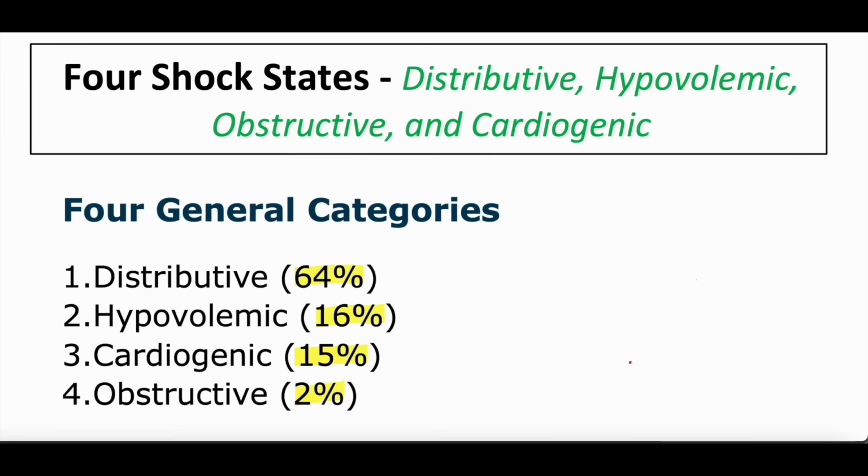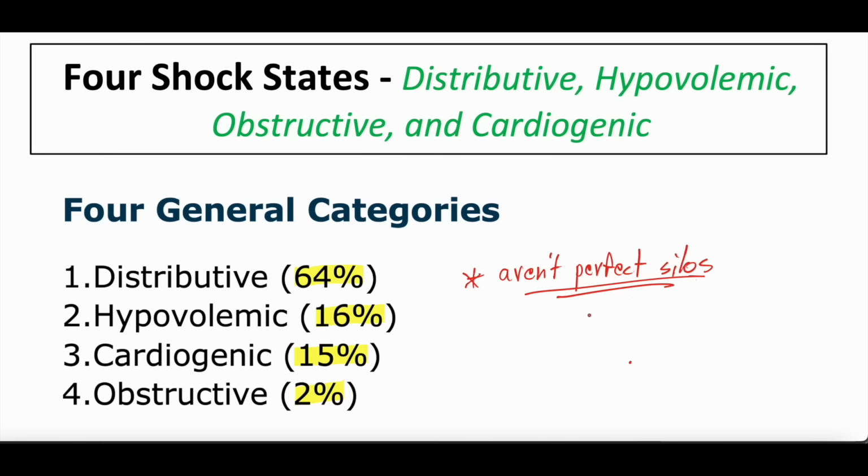So we categorize shock into these 4 general categories. But know that these aren't perfect silos. So even within the 4 categories, so within distributive shock, we're going to talk about a bunch of different things that can cause quote-unquote distributive shock. But all of them behave a little bit different.